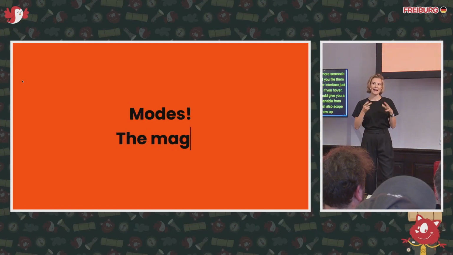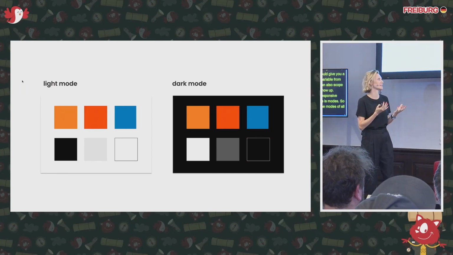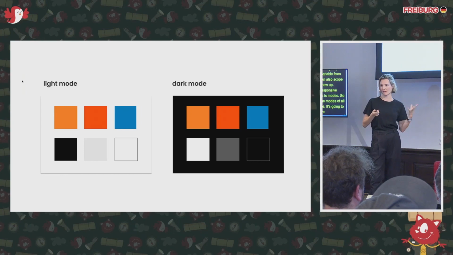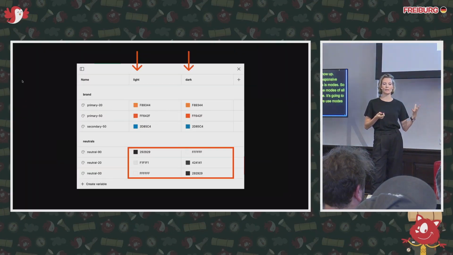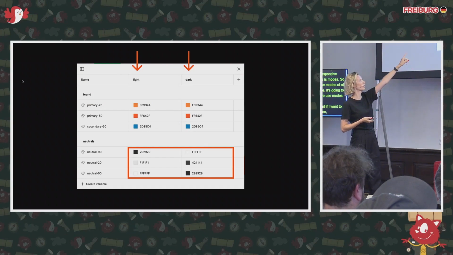So the magic when it comes to responsive design, and in general with variables, is modes. So I want to explain this starting with the modes of all modes, which is light and dark mode, because it's going to make it easier to understand how we use modes for responsive design. So we have light and dark mode. And if I want to add that now to my variable collection, all I need to do is add a column.